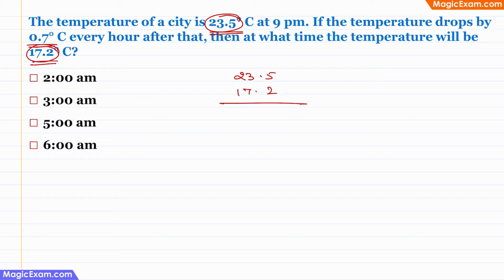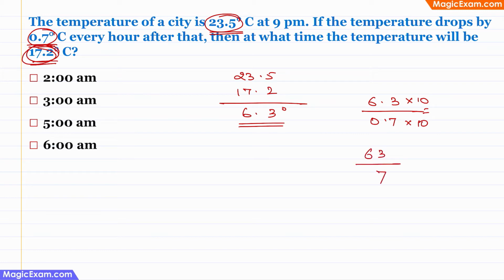So what is the difference? It is 6.3 degrees. So now the temperature is dropping at the rate of 0.7 degrees every hour. Therefore, if we divide this 6.3 degrees with 0.7, then we'll get the answer as to how many hours will it take for the temperature to drop to 17.2 degrees. So for the sake of simplicity, if we just multiply this with 10 and this with 10, we get 63 and 7. So if we divide 63 with 7, we'll get 9. Therefore, it will take 9 hours for the temperature to drop to 17.2 degrees centigrade.